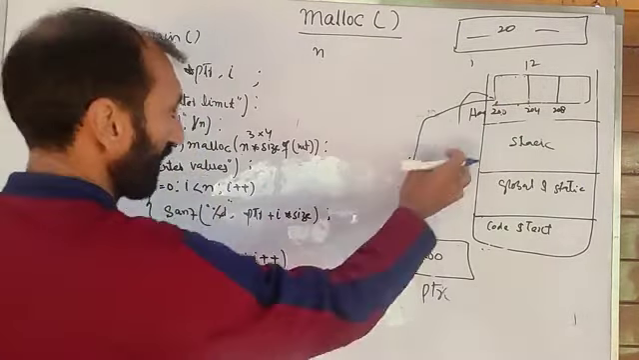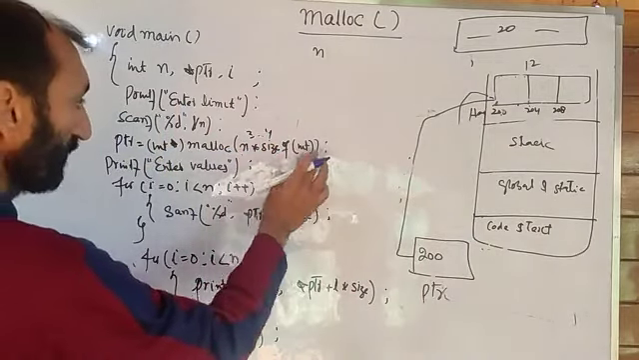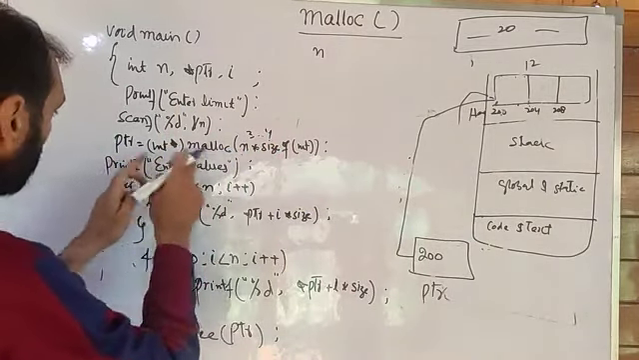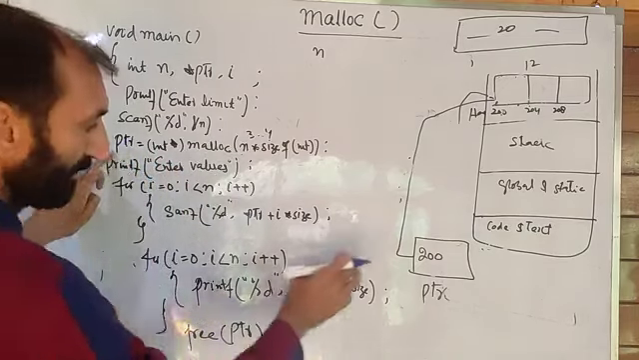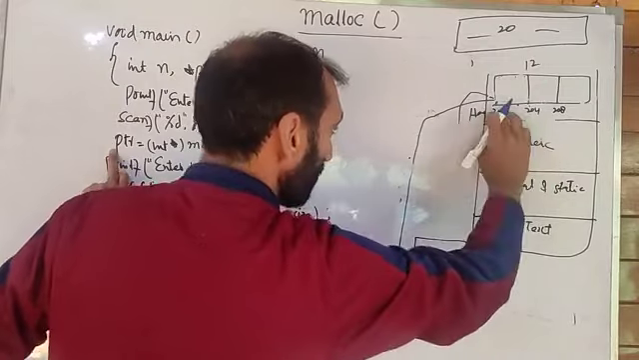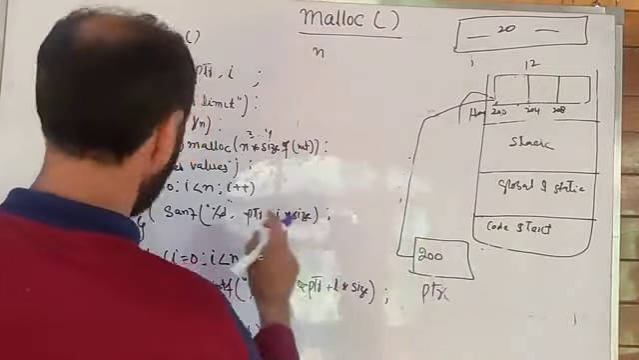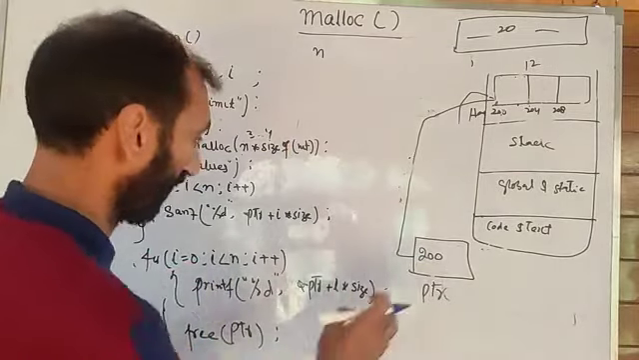Printf enter values. Then I want to print the values. It will return the address, which is going to be stored in the ptr. That means ptr holds the base address. Here the base address of this memory is 200, and that is going to be stored here in ptr. Now this ptr contains 200.